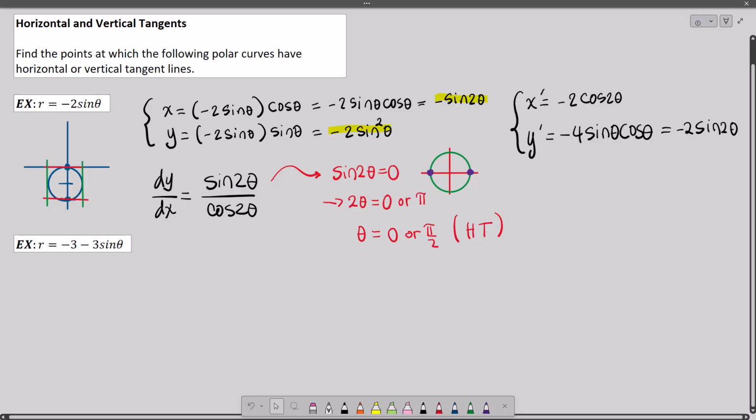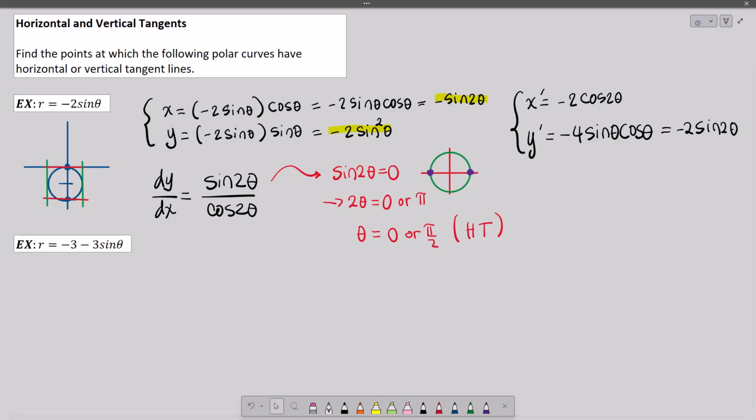Let's just double check. When you plug in 0 down here, do we get a 0? Cosine of 0 is not 0. If you plug in pi over 2, cosine of pi is not 0. So these are zeros of the numerator and not simultaneous zeros of the denominator.